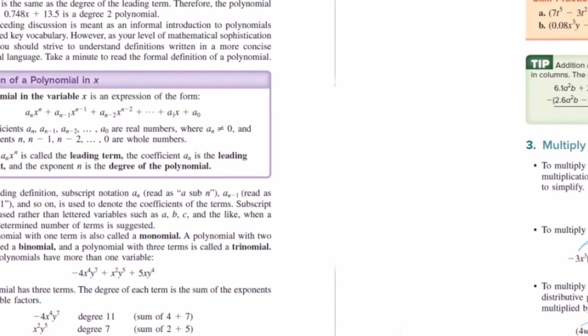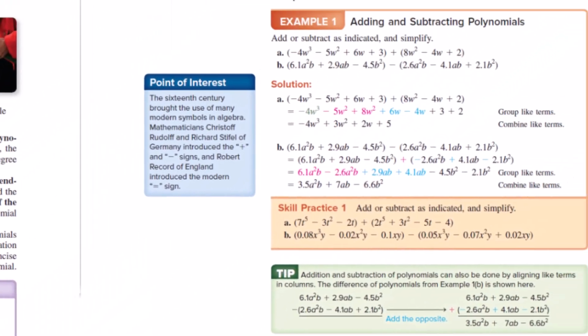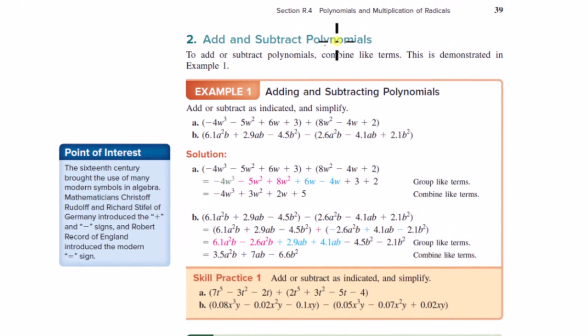Okay, now adding and subtracting polynomials. This is going to be pretty straightforward. The only challenge here is you have to know how to identify like terms. If there are like terms, combine them. If there aren't, then just leave it as it is. It's just combining like terms. So if we're going to add these two polynomials, what are the like terms? You've got the w squared terms, minus 5w squared and 8w squared. The 6w and the minus 4w are like terms, and then the 3 and the 2. So let's see.